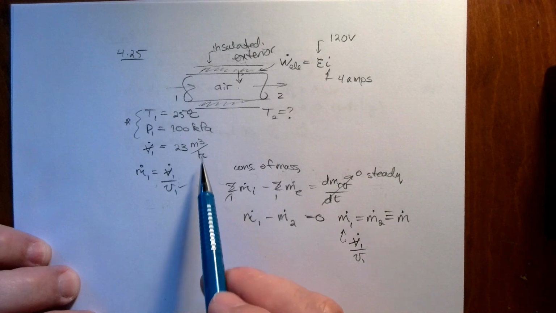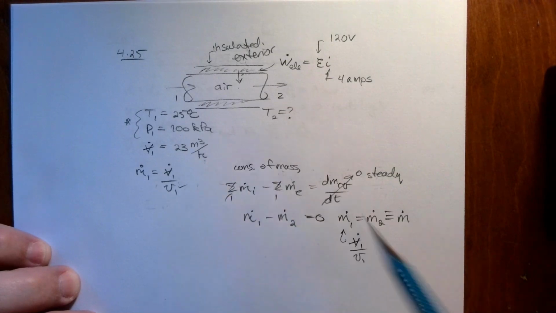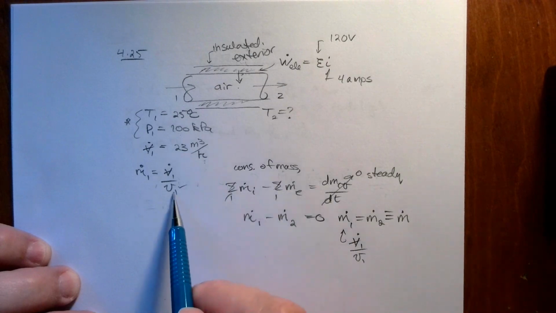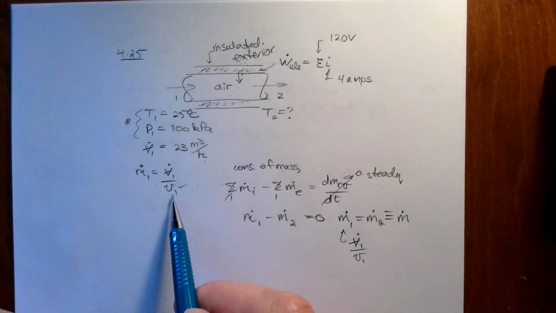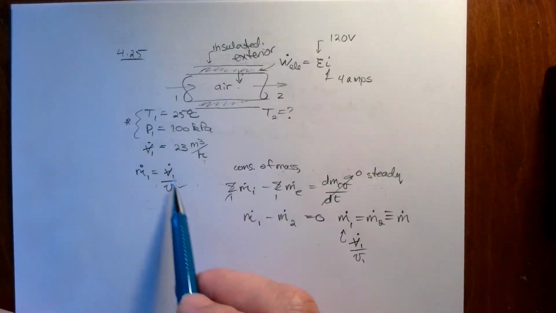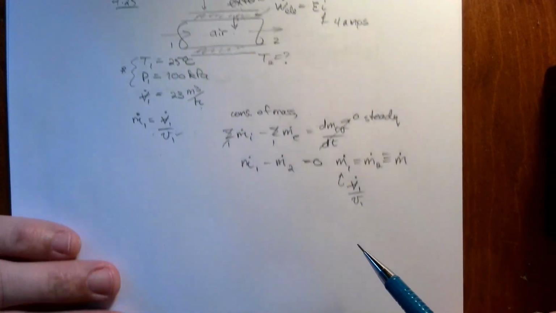We would have to be careful with units. This is meters cubed per hour, right? When we're used to an m dot being in kilograms per second. These units for specific volume are going to be meters cubed per kilogram, so with a direct computation, we would end up with kilograms per hour. So be careful to convert your hours to seconds as needed.